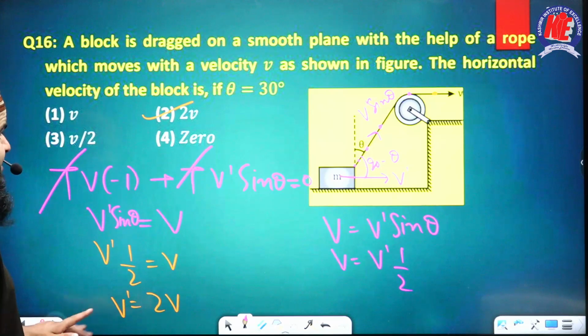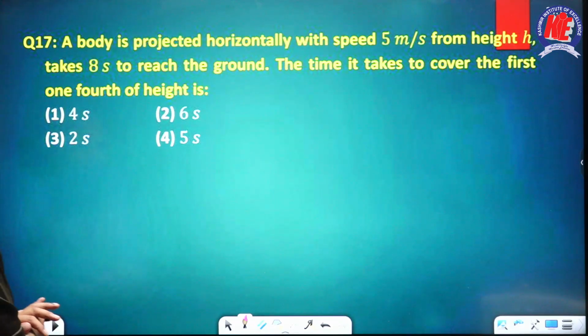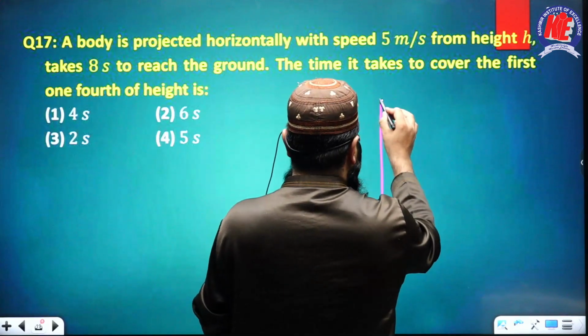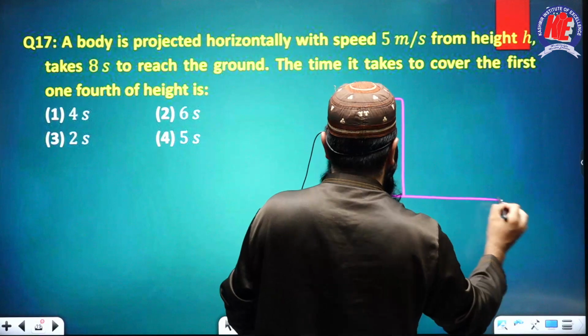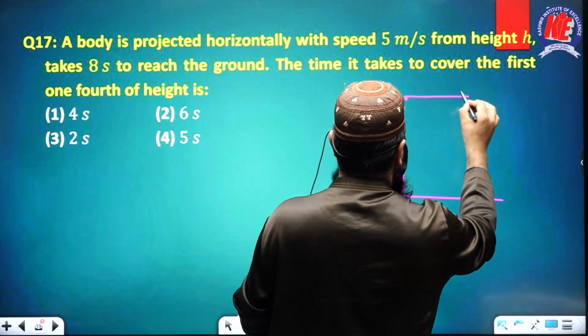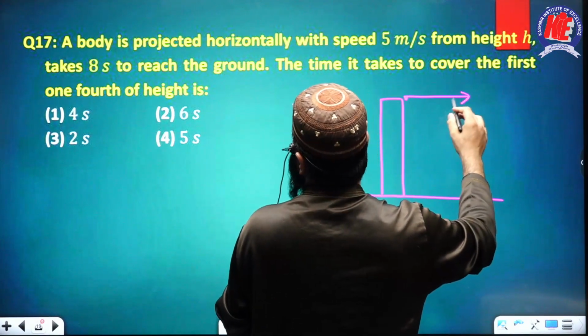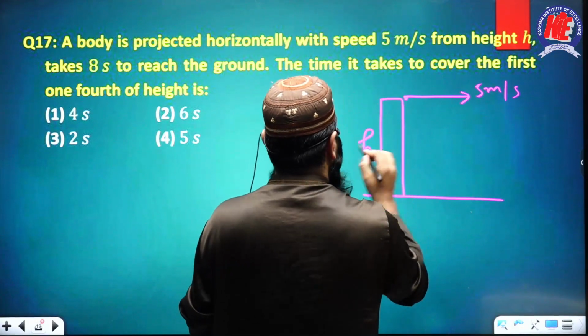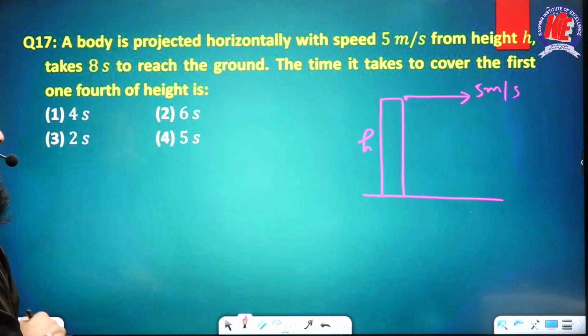Alright, next one please. A body is projected horizontally with speed 5 meter per second from height h. So if I draw the physical situation, let us suppose we are having some building and from which you are projecting the particle horizontally with a speed of 5 meter per second and the height is h. Takes 8 seconds to reach the ground.